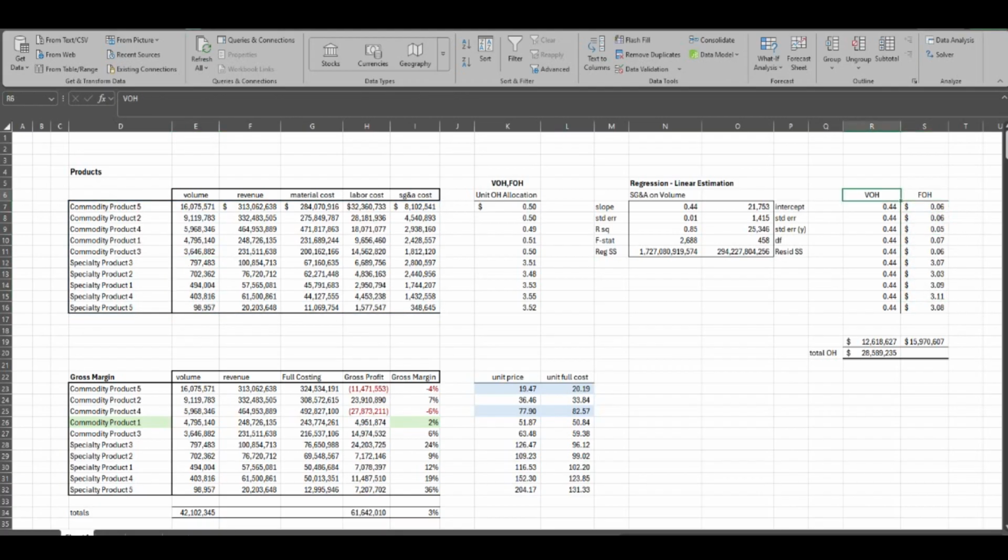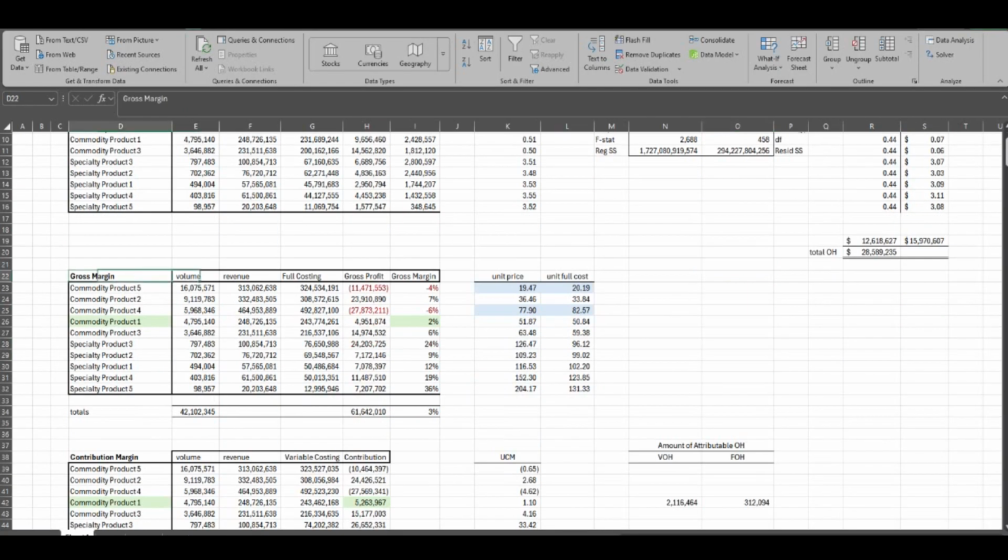And so if you look, I've broken it out in the variable and the fixed. I also wanted to know what is our total overhead allocation that we're going to allocate to these products, and got the 12 million for the variable and the 15.9 for the fixed, for a total of 28.5 million overhead that we're going to allocate.